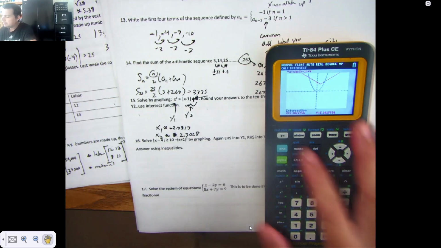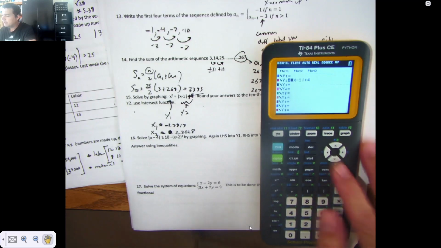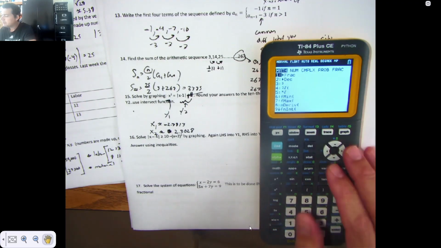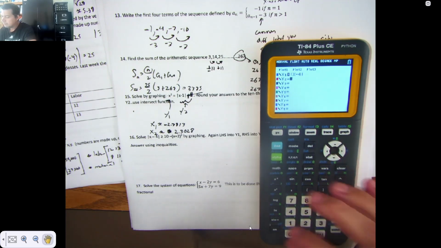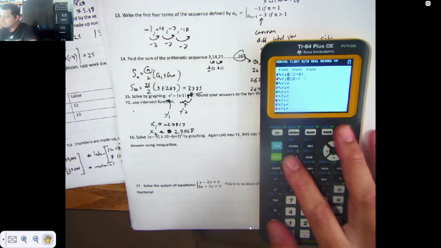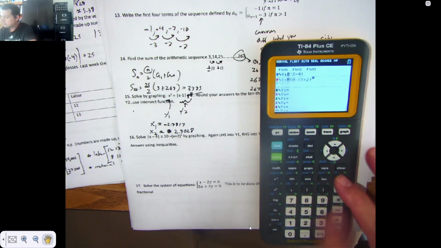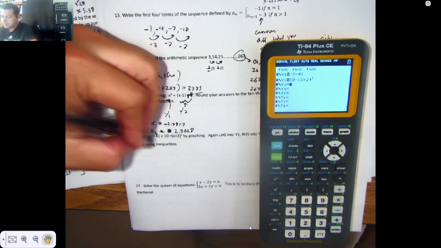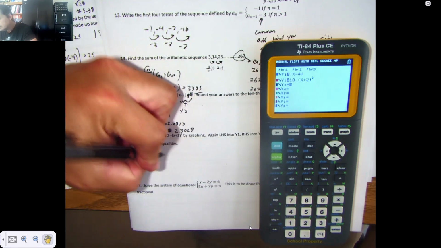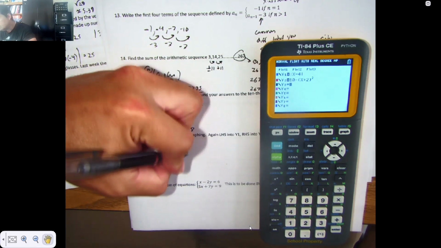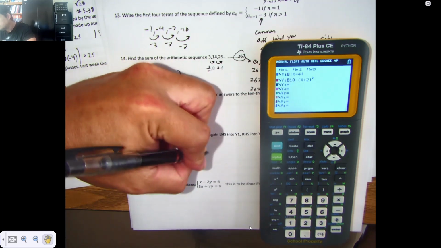All right, solve this one by graphing. It's an inequality. I will not teach you how to graph inequalities in a calculator. You're just going to have to use your brain. This one's a greater than symbol. So it's saying where is the V above the parabola?